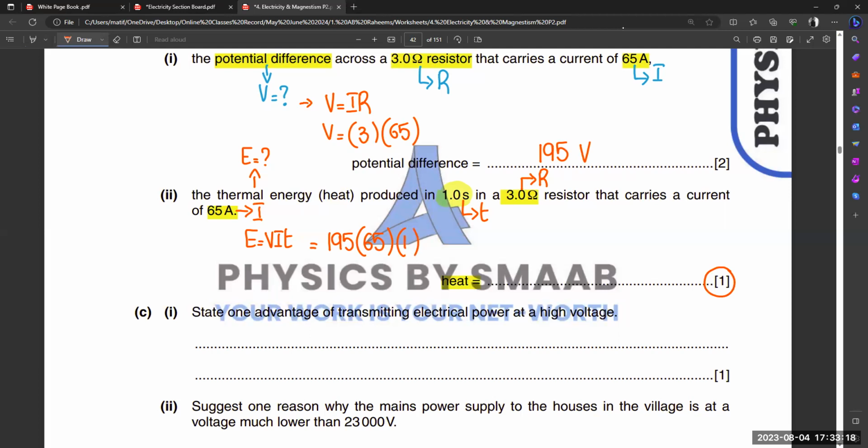So your answer is 12675. Or you may just round it off to 1.3 times 10 to the power positive 4. And the SI unit for energy is joules, right? Joules. Yes.